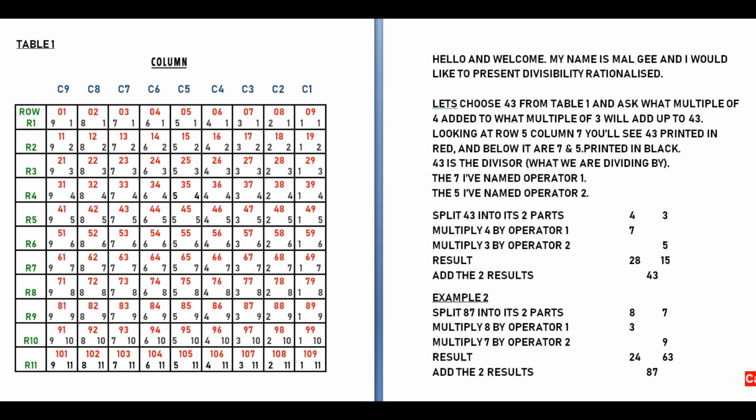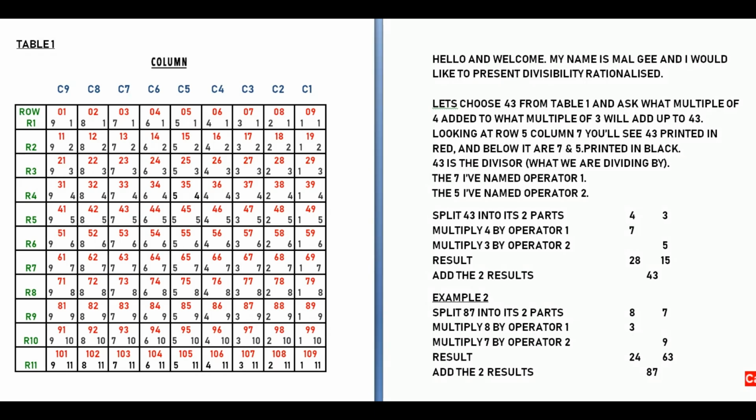Let's choose 43 from Table 1 and ask what multiple of 4 added to what multiple of 3 will add to 43. Looking at row 5, column 7, you'll see 43 printed in red, and below it are 7 and 5 printed in black. 43 is the divisor, that's what we're dividing by. The 7 I've named operator 1, the 5 I've named operator 2.